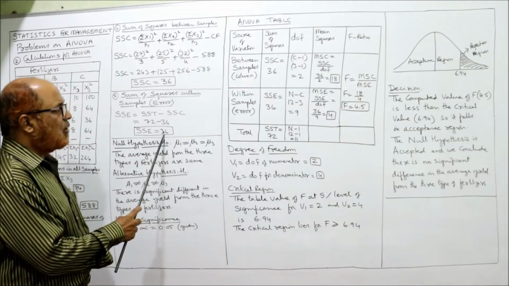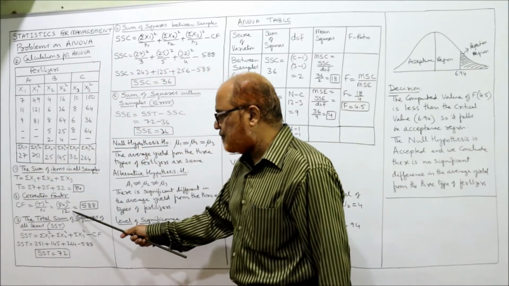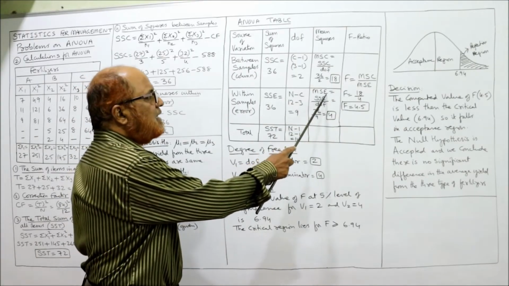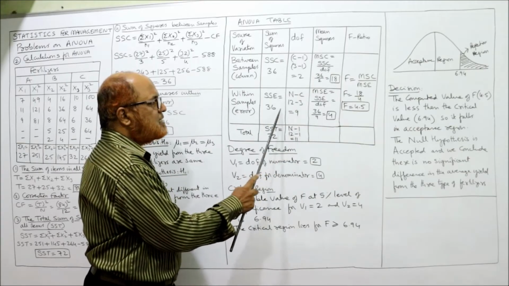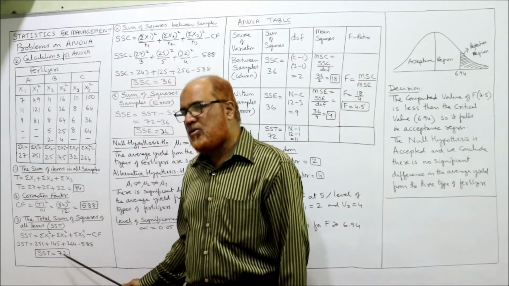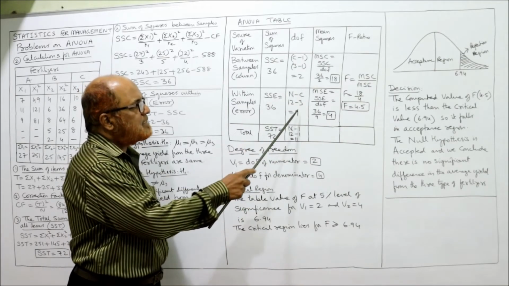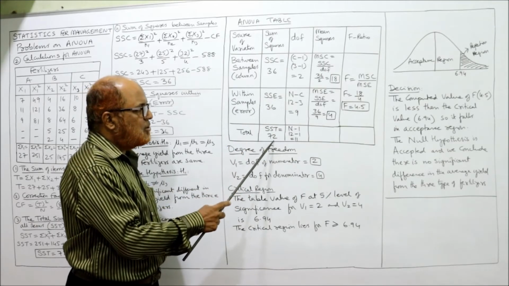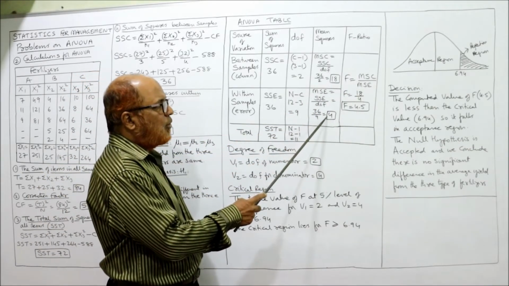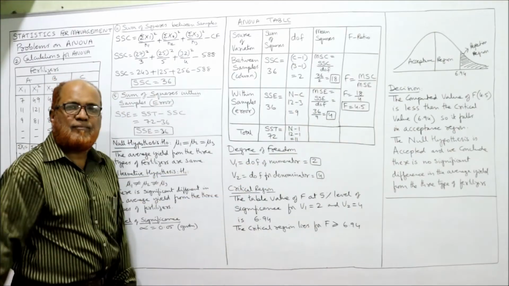Now come to within samples or error. SSE. How much SSE we got? 36. And degree of freedom is N minus C. N is 12. Already I told you. Number of items in all the samples, 12. So 12 minus 3 is 9. Now MSE is equal to SSE divided by degree of freedom. So 36 divided by 9, 4. Now SST is 72. Already we have calculated here SST 72. And degree of freedom is N minus 1. 12 minus 1 is 11. Now you can confirm 2 plus 9 is equal to 11. 36 plus 36 is equal to 72. Now F ratio is MSC by MSE. MSC 18, MSE 4. 18 by 4, 4.5. Computed value of F, we got 4.5.